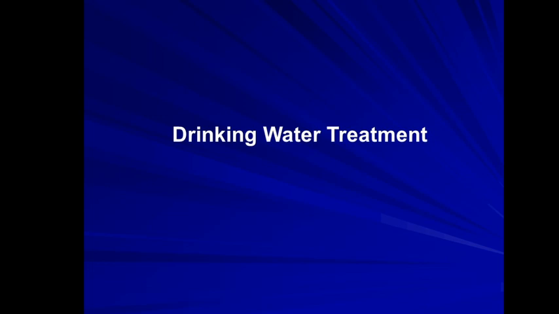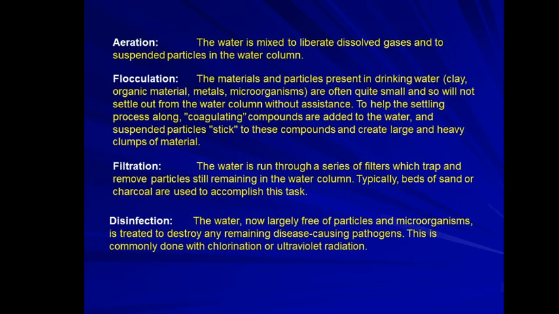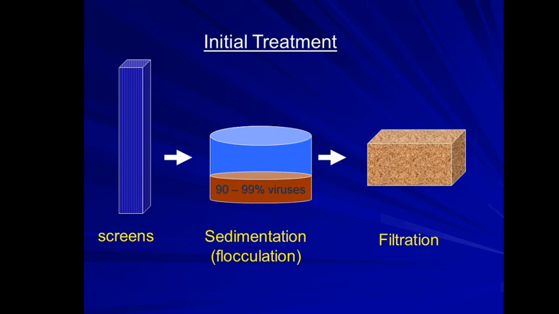Okay, so what are the other methods in the water treatment plant? So these are the different intake structures, that is surface water, reservoir and groundwater. Then aeration, which is one of the methods used to dissolve gases. Then flocculation, which is used to remove clay, organic material, metals, organisms. Filtration also traps the particles from the water. Disinfection is to kill the microorganisms and bacteria present in the water, either by chlorination or UV radiation. These are the initial treatment.